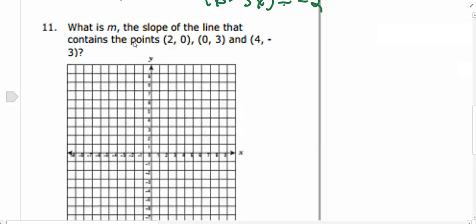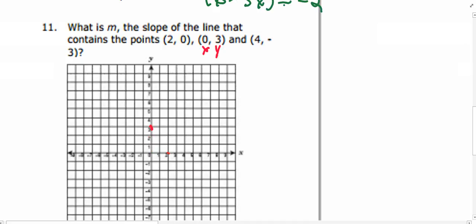At 2, 0, we use red. 2, 0 is right there. And 0, 3 is right here. Right? The x is 0 and the y is 3. So you start off at the origin. If you don't go side to side, you just go up 3. Right there.